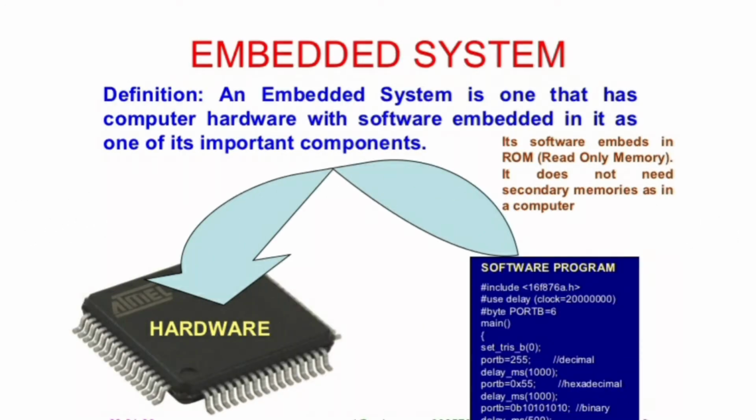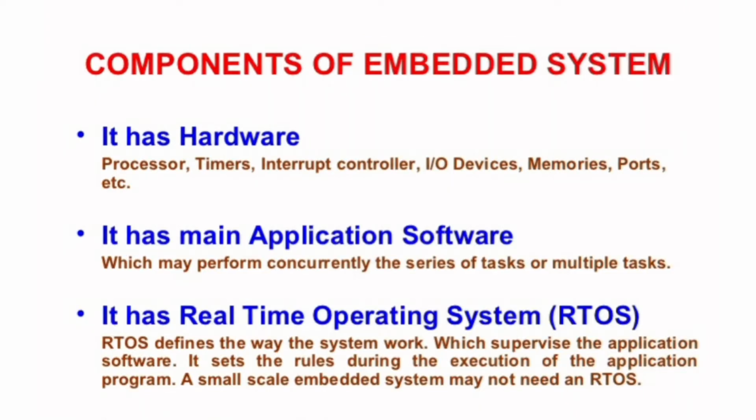An embedded system is one that has computer hardware with software embedded in it as one of its important components. So here is a diagram which shows the structure of an embedded system. Components of embedded system: there are three main components. It has hardware, main application software, and a real-time operating system, that is RTOS.